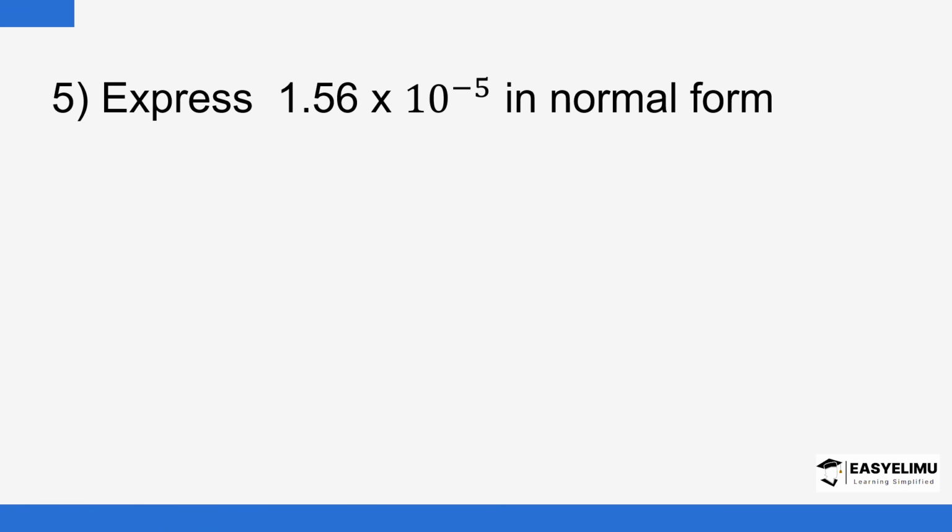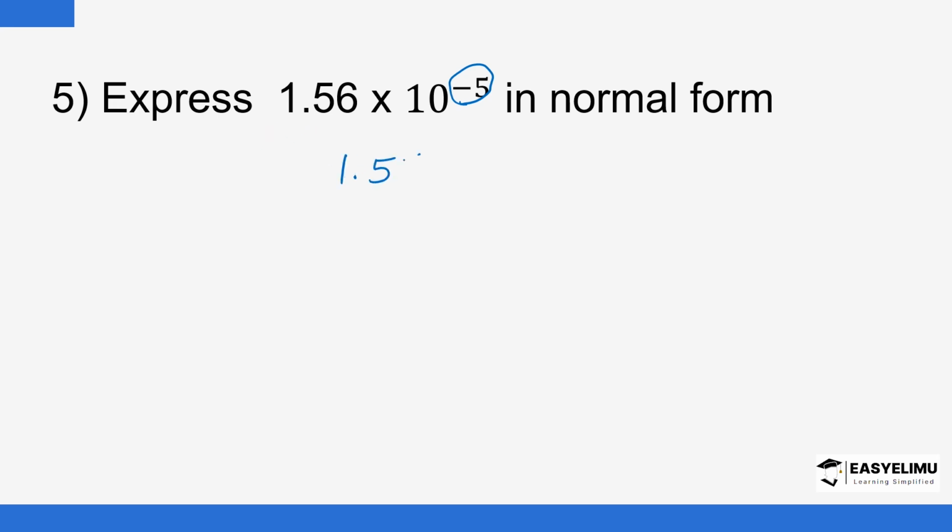So again, we have expressed 1.56 times 10 power -5 in normal form. So again, you can see this power here is negative, meaning that we need to divide this number 1.56 by 10 5 times. So that means the decimal point will move to the left. Division by powers of 10 takes the decimal point to the left, a number of steps equivalent to the number of zeros. So if you're dividing by 10 5 times, the number of zeros is 5. So the decimal point will move to the left 5 steps.